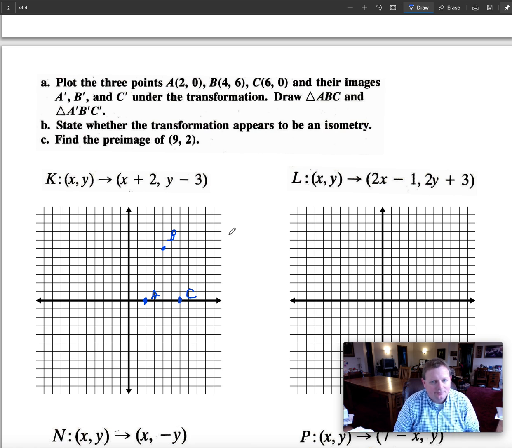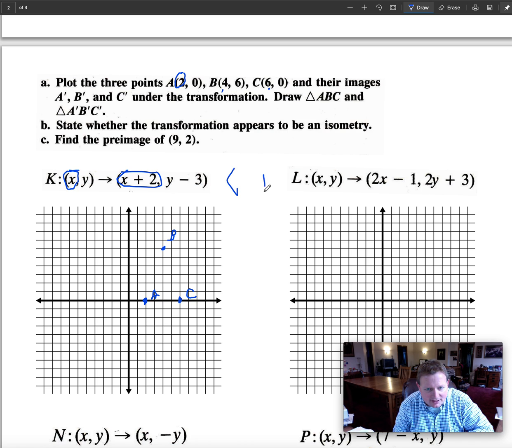Now it says, those are called the pre-images. That's what we start with. Then it says to do what? It says for all your x's, add 2. Well, here are my x's. 2, 4, and 6. So add 2 to each of them.